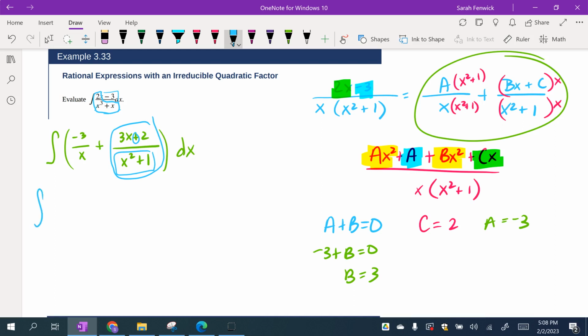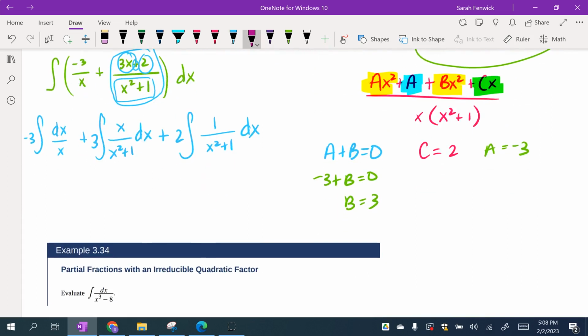So here I have integral of, I'm going to bring my negative 3 out and put this as dx over x, plus, if I use the 3x, I'm going to do 3x over x squared plus 1 dx, plus, I'm going to bring the 2 out, and I'm going to put 1 over x squared plus 1 dx, which actually I needed that too, and that's okay. We'll go back and fix it.